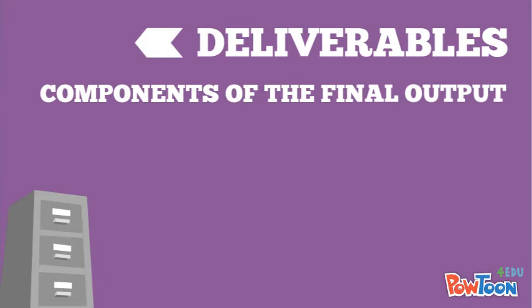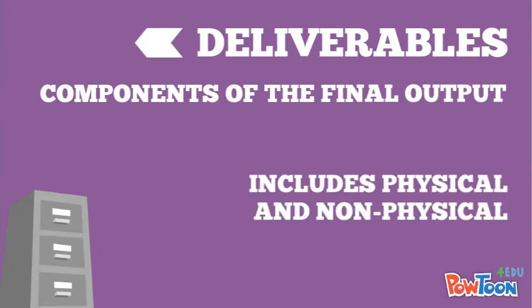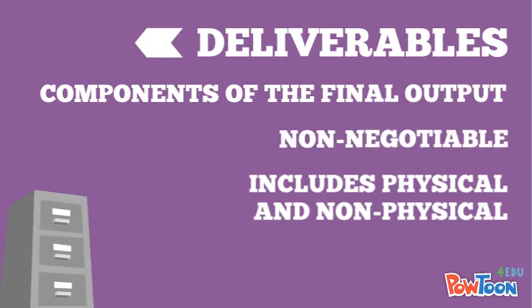Then we move into the second element, which is the deliverables. We have discussed these before, but let's refresh. These are the formal components of the final output that must be produced. If something is a formal deliverable, it's pretty much non-negotiable.